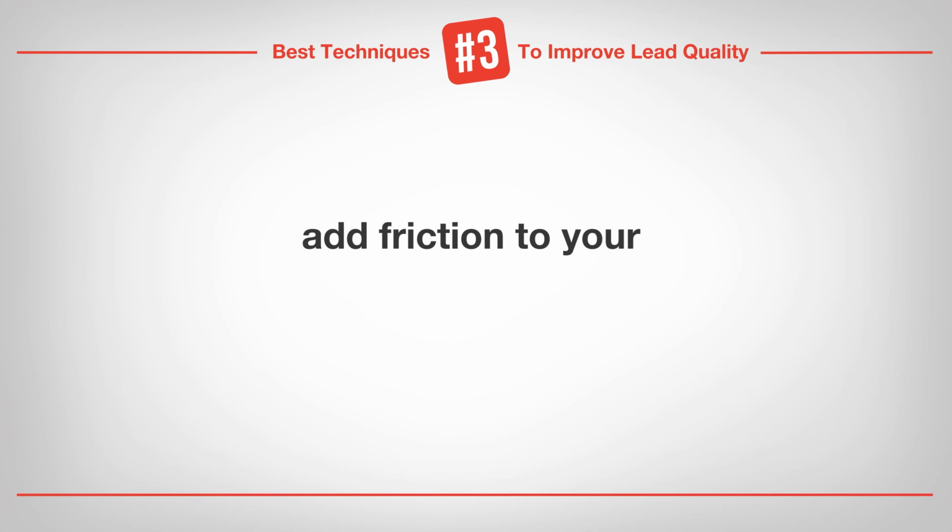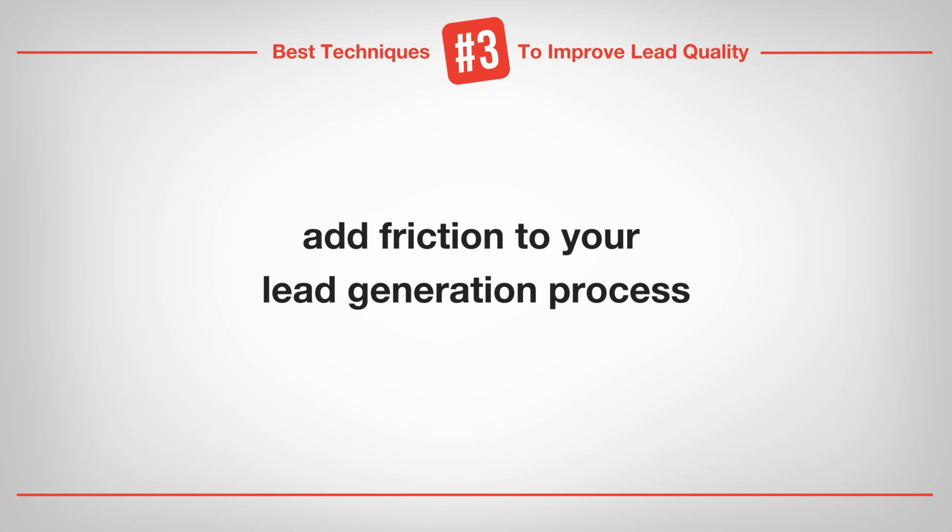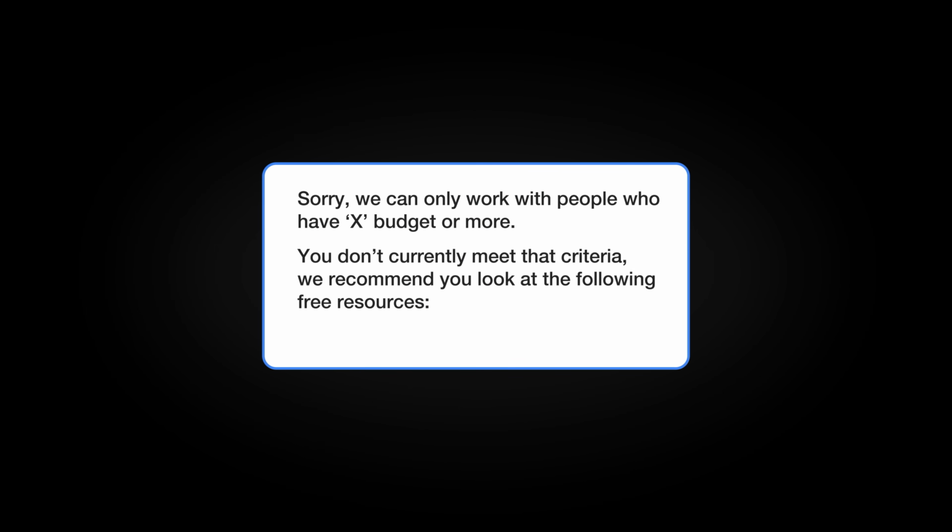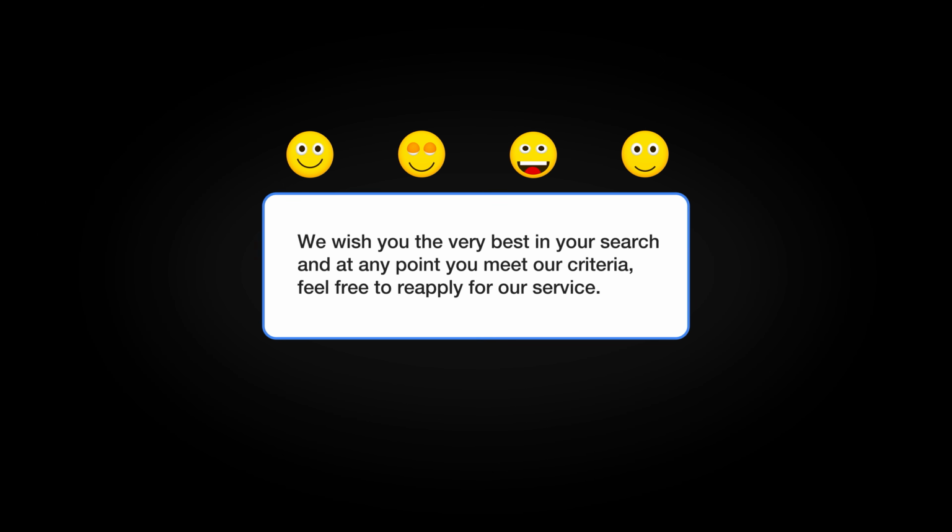Number 3 is to add friction to your lead generation process. So you can, for example, ask more questions in your contact forms, in your lead forms. You can even have some of those questions be conditional. So if people don't meet certain criteria, let's say there's a question about budget, and if they enter in a budget that's too low, you can have them redirected elsewhere and say, sorry, we can only work with people who have X budget or more. You don't currently meet that criteria, in which case here's some free resource that we'd recommend you use instead, or whatever it happens to be. Try and be nice, obviously, with the rejection.